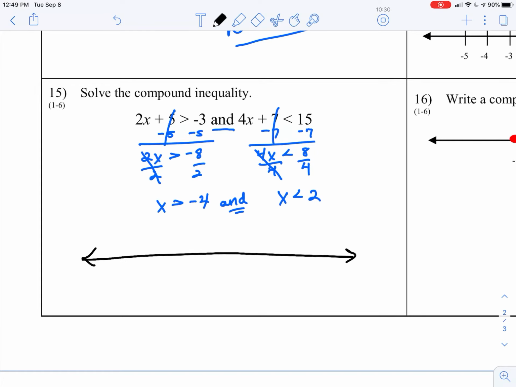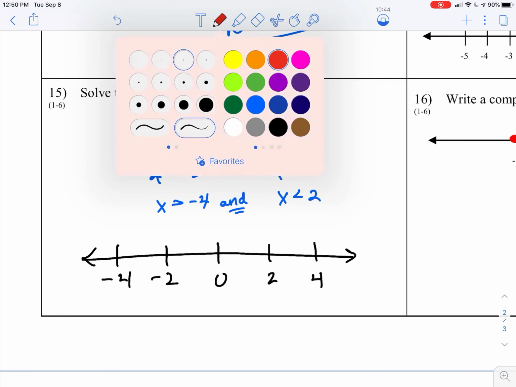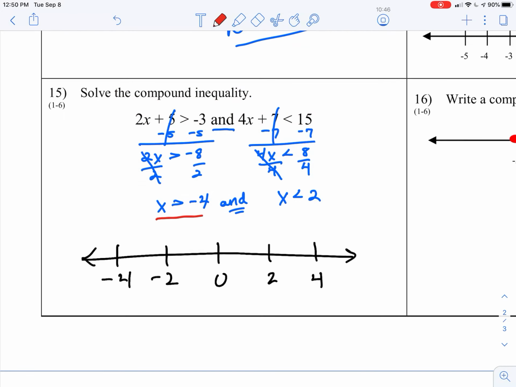Here's my graph. I'm going to start at negative 4. I'm going to put a 0 in the middle, and I'm going to go to 4. And we're going to put negative 2 and 2. We'll just skip count by 2s, and that'll give us the numbers that we need. Let me grab a red pen. All right, so I have x is greater than negative 4. Open circle, because it's not equal to, it does not include negative 4. And then x is less than 2. So we have an open circle there too.